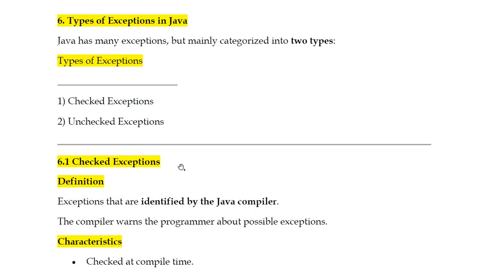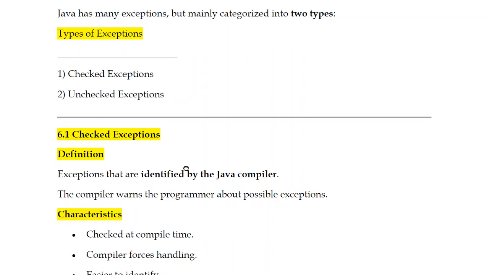So what are the types of exceptions in Java? Usually, an exception comes under the runtime part. Errors, whether logical or syntax errors, we can find during compilation time itself, but exceptions occur at runtime only. Java has many exceptions, but they are mainly categorized into two types: checked exception and unchecked exception.